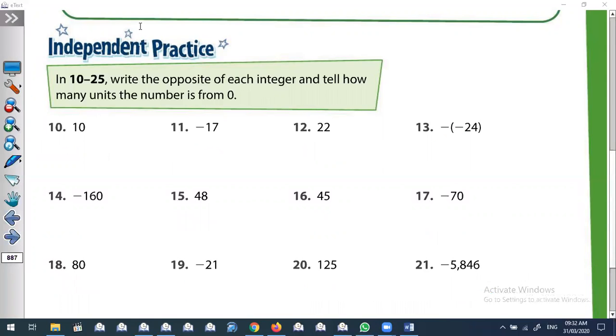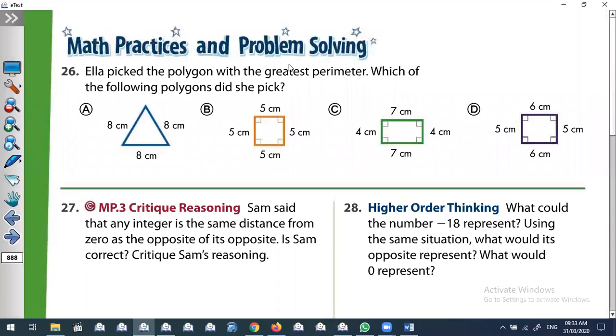Let's move to another exercise. In this exercise, identify the polygon with the greatest perimeter. Which of the following polygons did you pick? Let's find the perimeter of each polygon. The perimeter of the first triangle: add all sides, 8 plus 8 plus 8. It will be 8 times 3, equals 24.